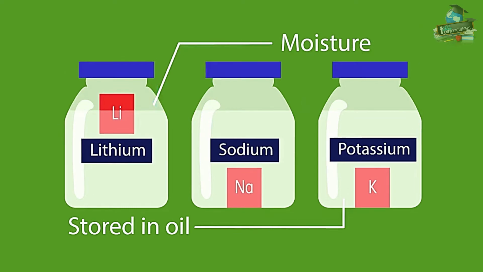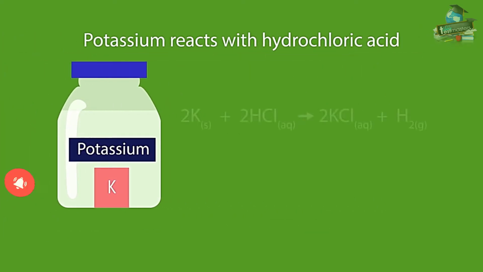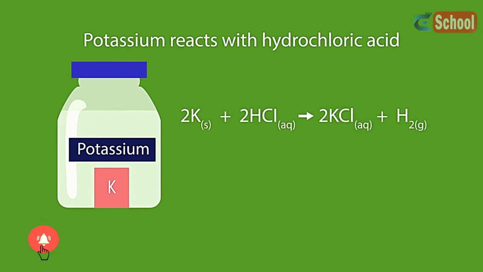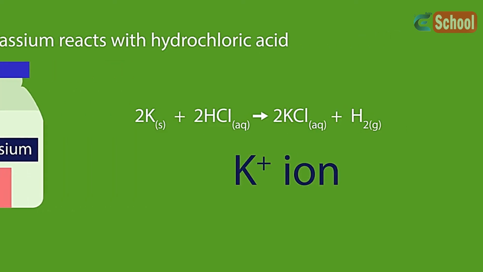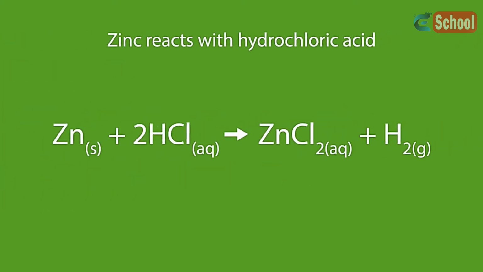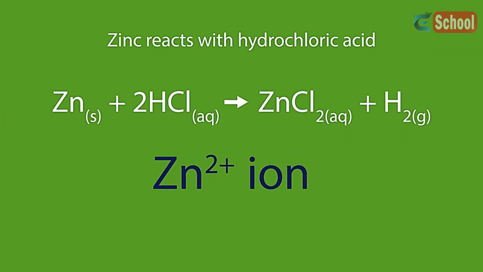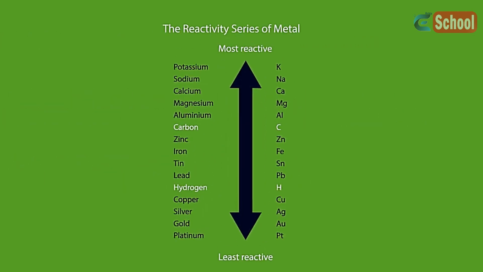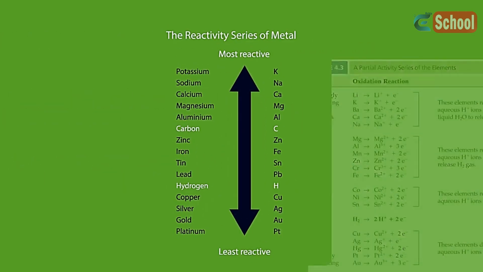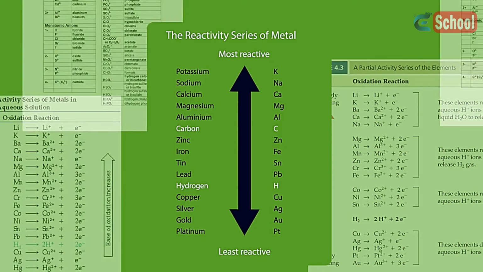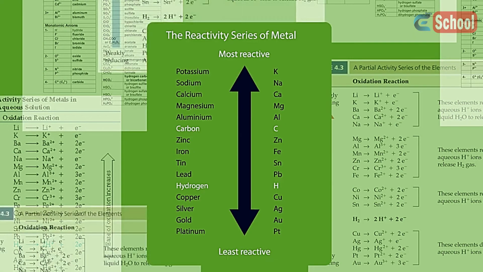When potassium reacts with hydrochloric acid, potassium readily loses an electron to form the K+ ion, whereas when zinc reacts, Zn will form its ion Zn2+, but less readily than potassium does. So the series of reactivity is also a list which shows the tendency for metals to produce their positive ions.